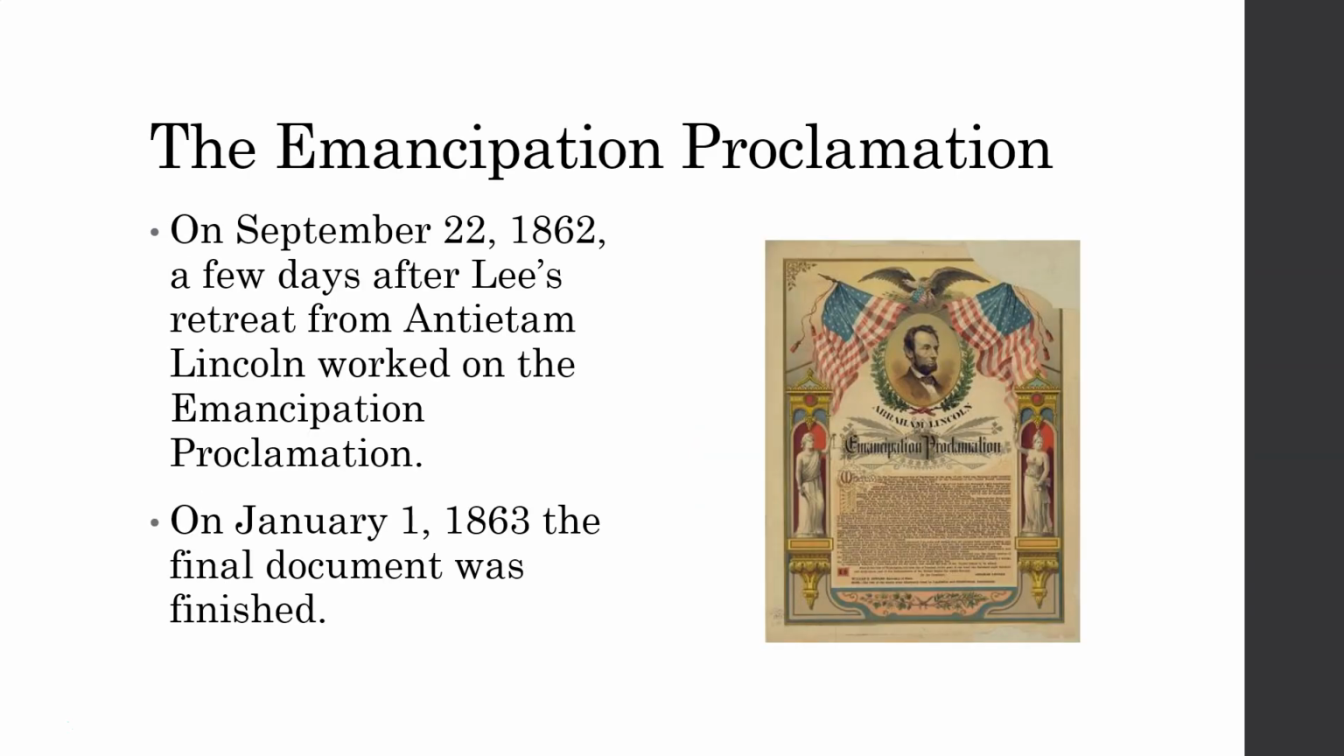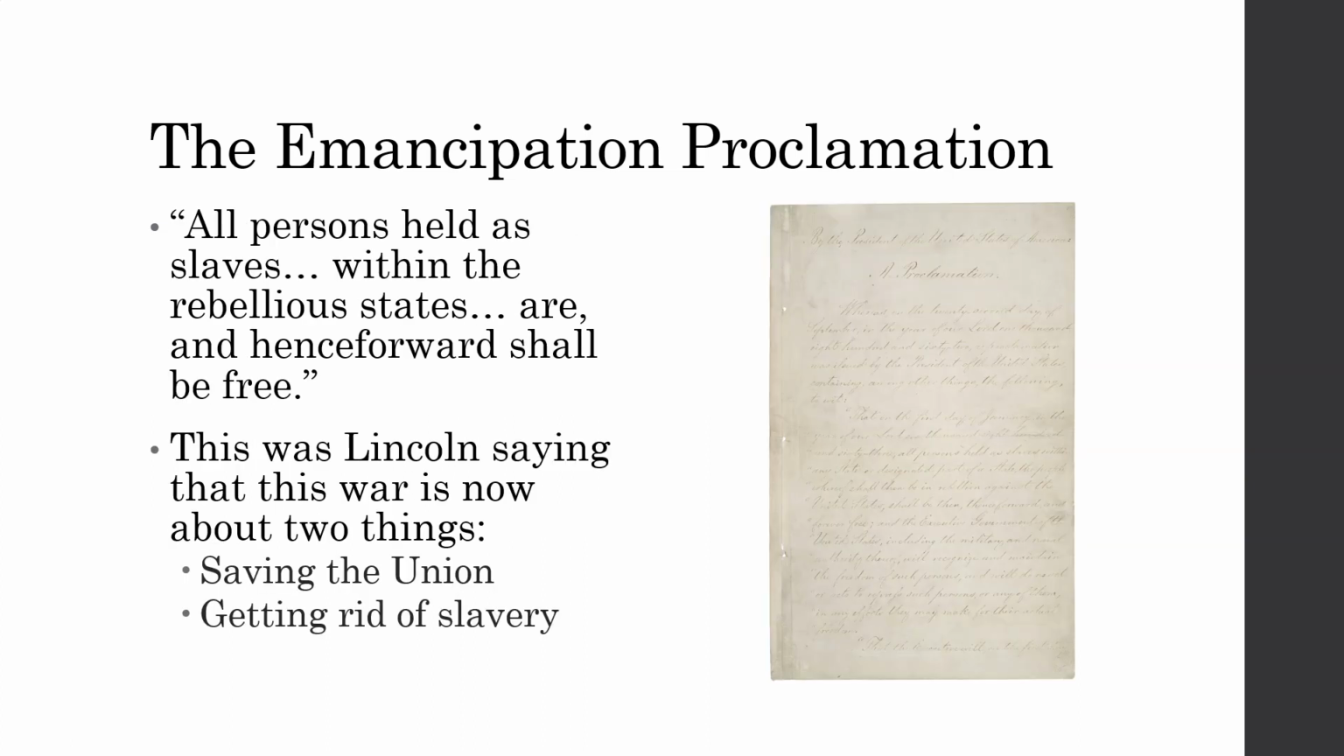And that leads to the Emancipation Proclamation, which you guys will be doing a worksheet for right after this. A few days after Lee's retreat from Antietam, Lincoln worked on the Emancipation, and by January 1st, 1863, the final document was finished. There's going to be more quotes in the actual worksheet, but just to give you a general summary: all persons held as slaves within the rebellious states are and henceforward shall be free. Lincoln was saying that this war is now about two things. One, saving the Union. Two, getting rid of slavery.